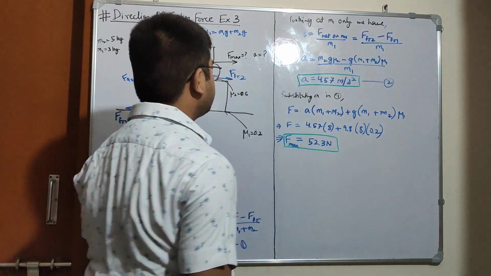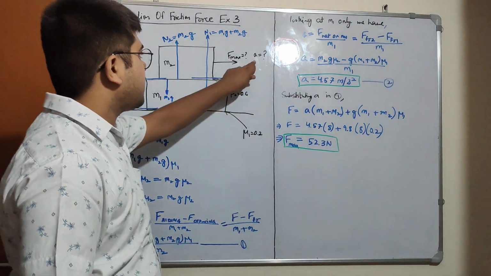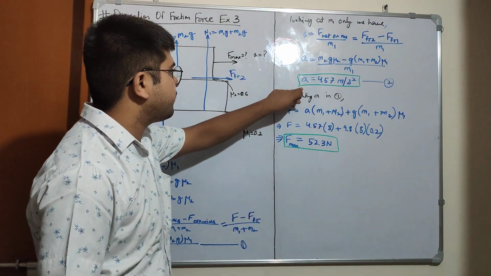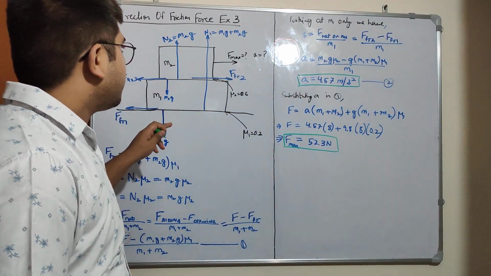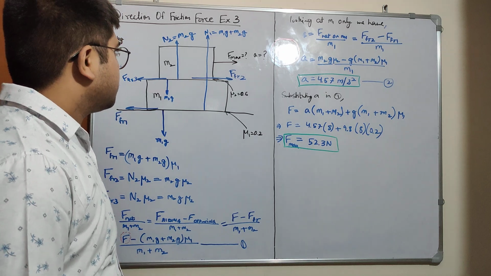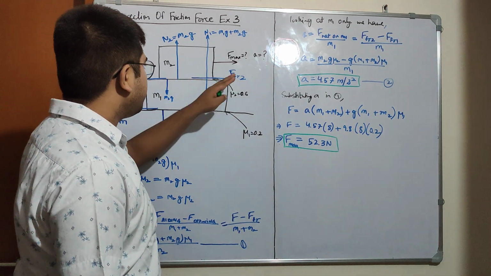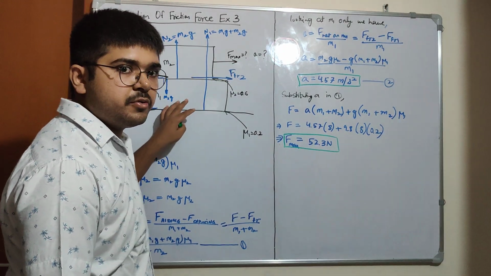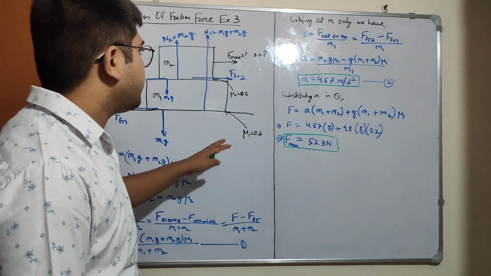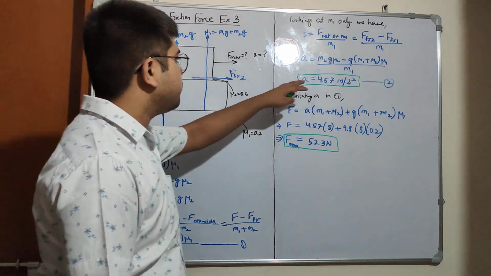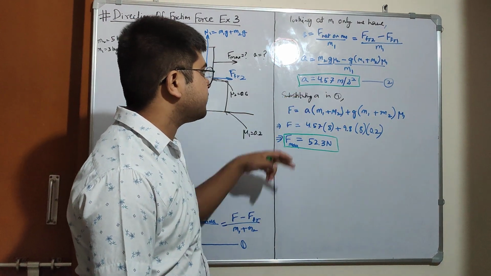This is our acceleration value, 4.57. F maximum is the maximum force that can be applied so that the whole system moves together towards the right. And it will move with an acceleration of 4.57.